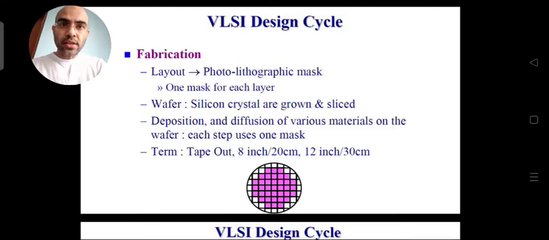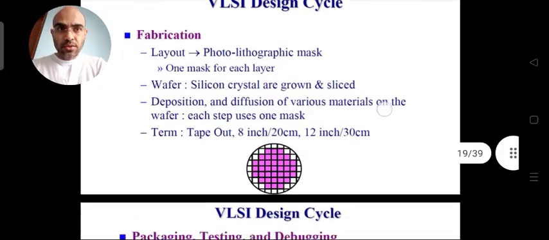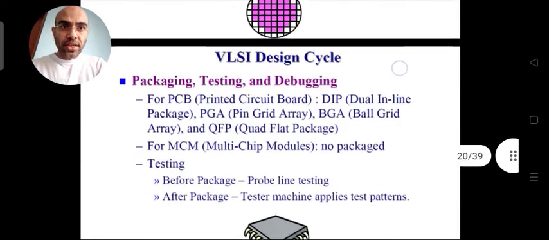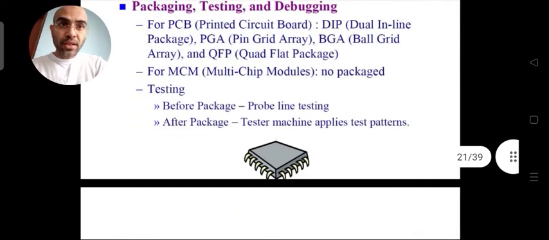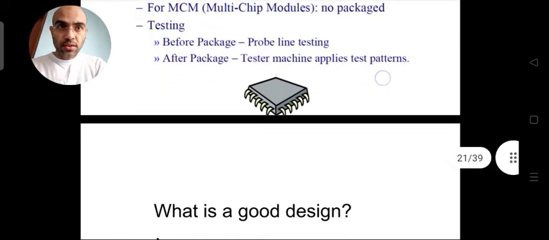Once all these things are done up to fabrication, because these are all automated processes, you don't even have to touch them manually. Then you fabricate the things and then package them. Even for packaging, there are automation tools which are available.